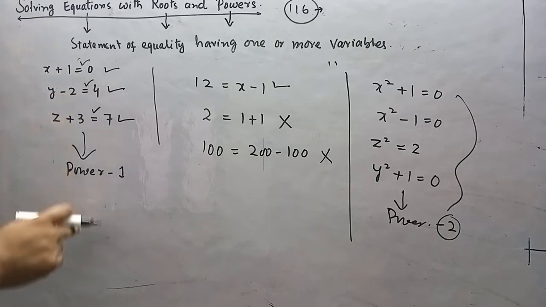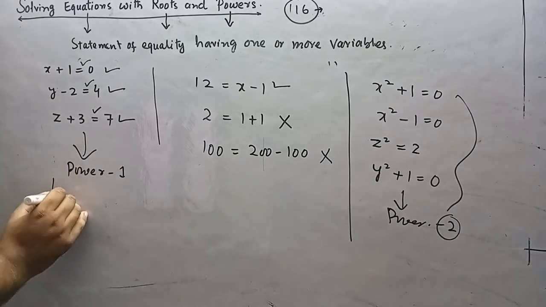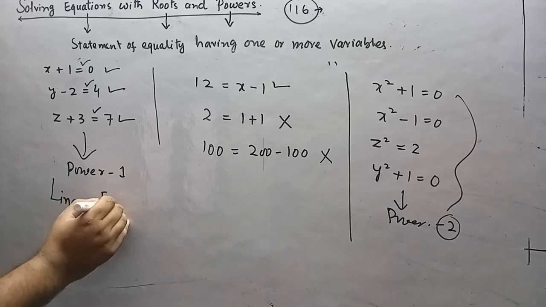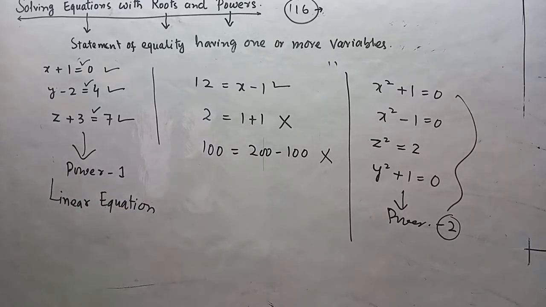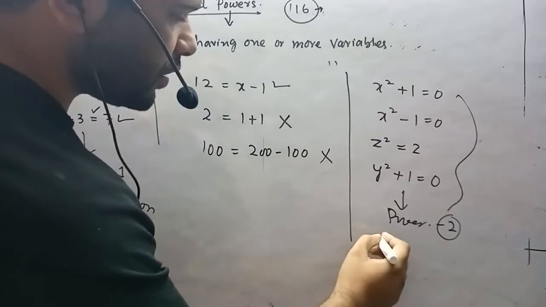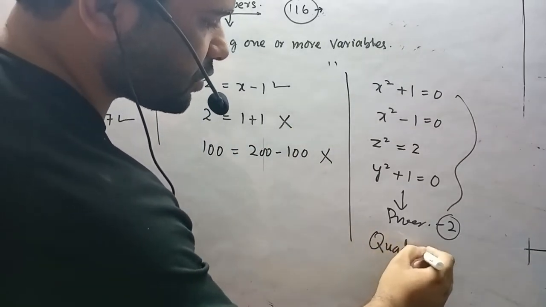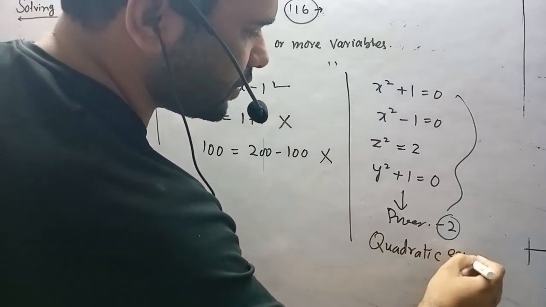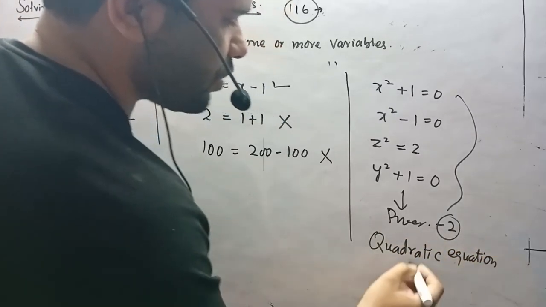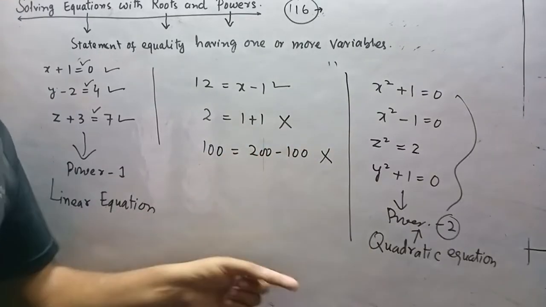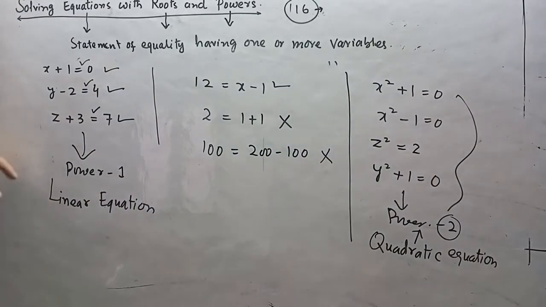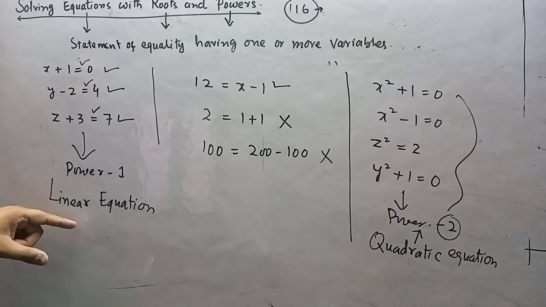When we have power of variable 1, these are called linear equations, because the power of the variable is only 1. And these are called quadratic equations. Why are they called quadratic equations? Because the power of the variable is 2. So when the power of the variable is 2, those equations are called quadratic equations. When the power of the variable is 1, those equations are called linear equations.